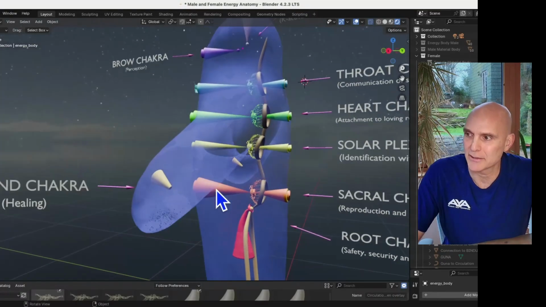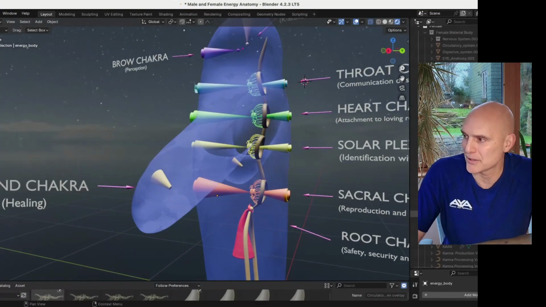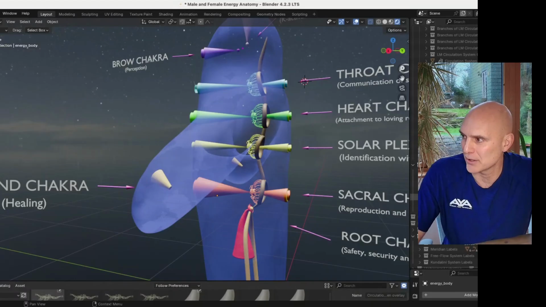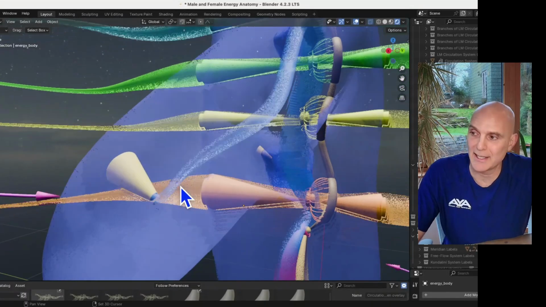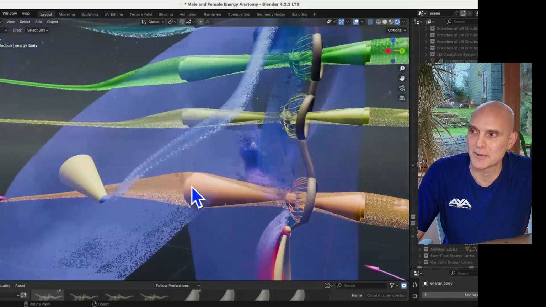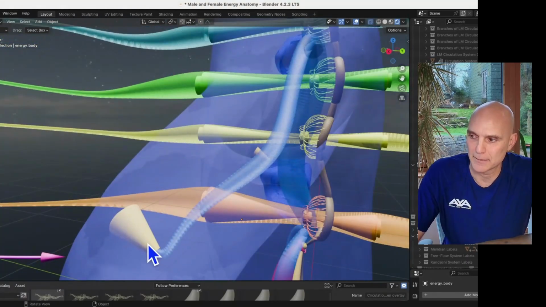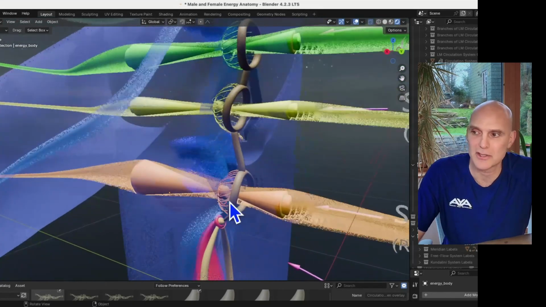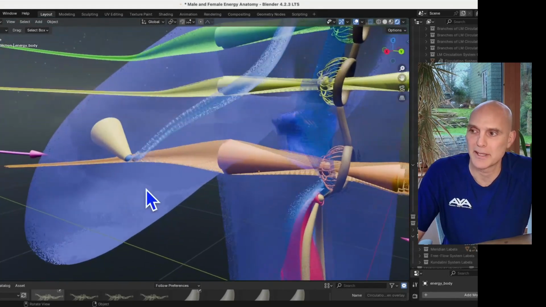Now, the hand chakras are linked to the free flow system. So let me just put that on there so you can see the free flow system there. See? So the healing energy gets into the free flow system, and it's actually delivered to the hand chakra with that free flow system there. You can just see it coming down the arm there.